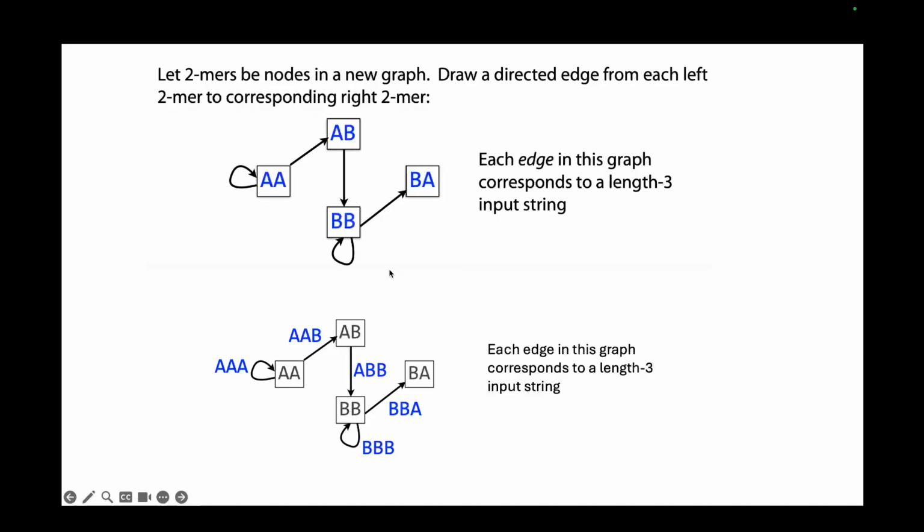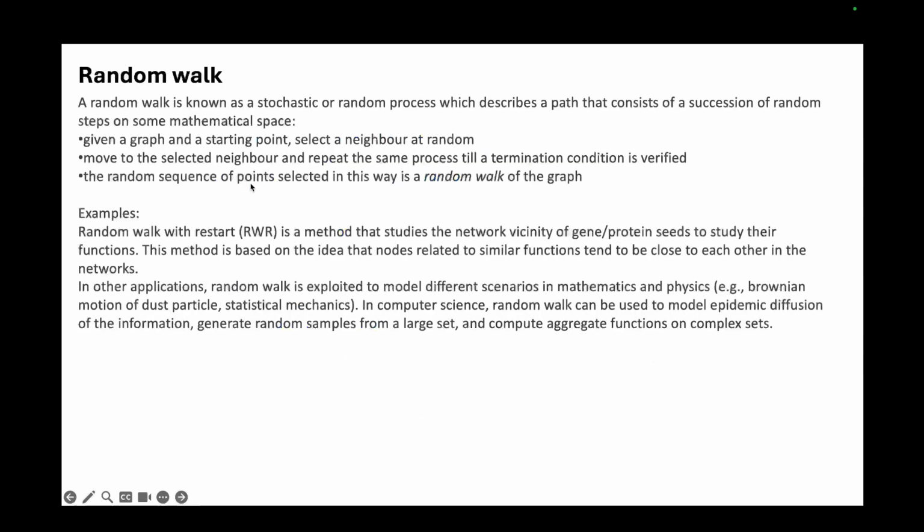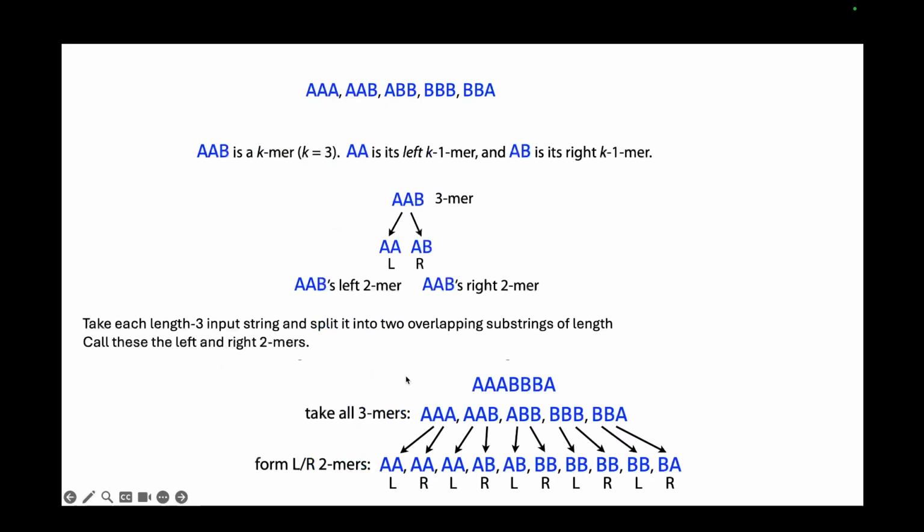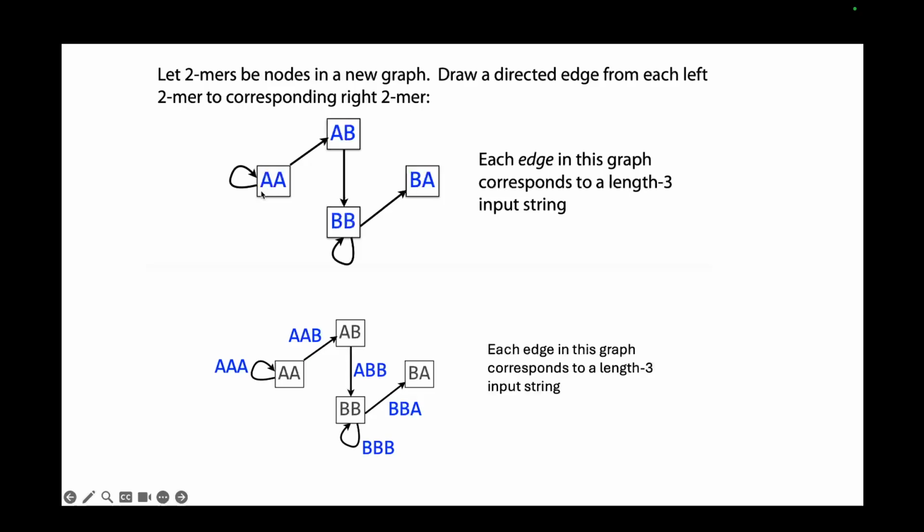Now you take these nodes into a new graph and you draw a directed edge from each left tumor to the corresponding right tumor. And where there are repeats, you put a self edge. So AA, there's a repeat, you put a self edge. Other than that, you connect. So AA connects with AB. So this is AB. From here it goes here. AB connects to BB. So AABB like that.